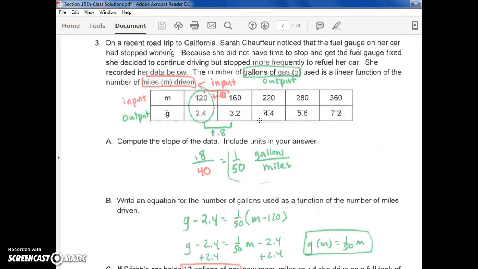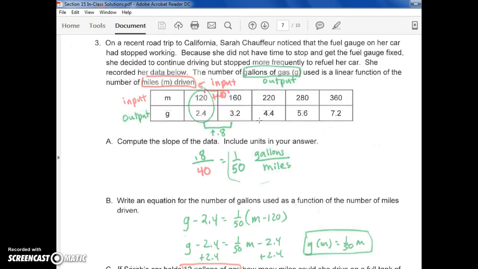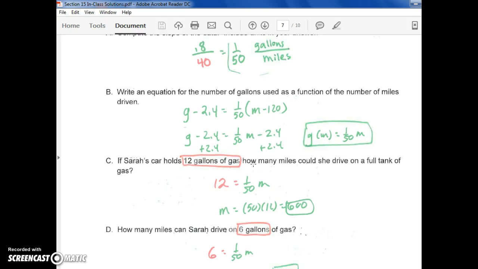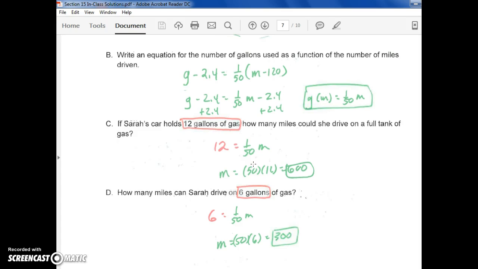Now this one was kind of the same thing, but I'll quickly run through the answers here. Again, change in output over change in input, so it's 0.8 over 40, which we want to reduce. Then we write the equation for that, again selecting the point 2.4 and 120, and plugging those values in. And then part C and part D, we just rearrange that equation, plug 12 in for the gallons, and find the number of miles.